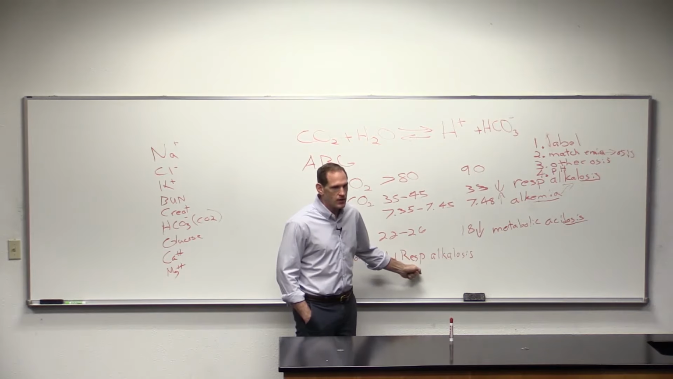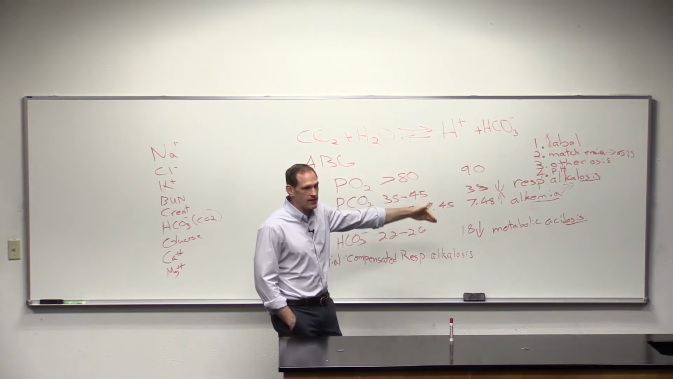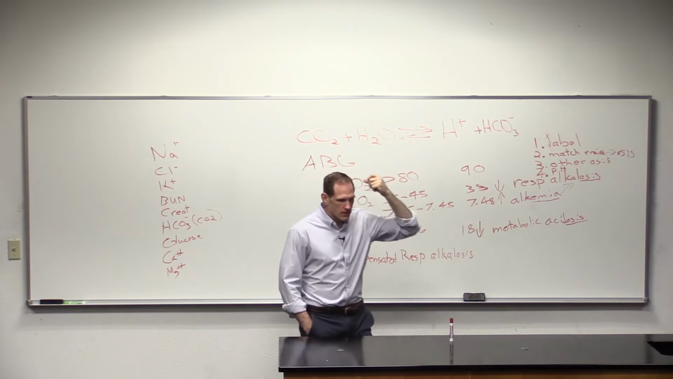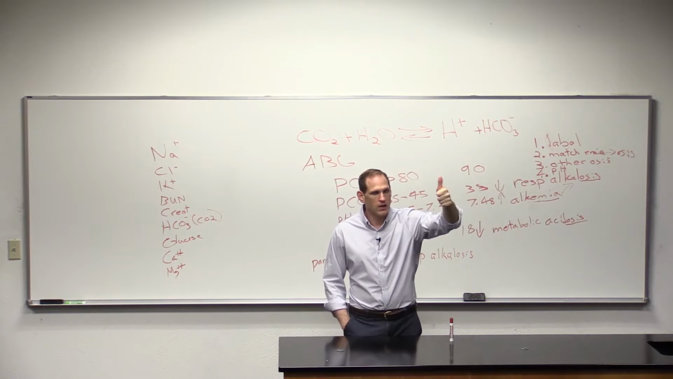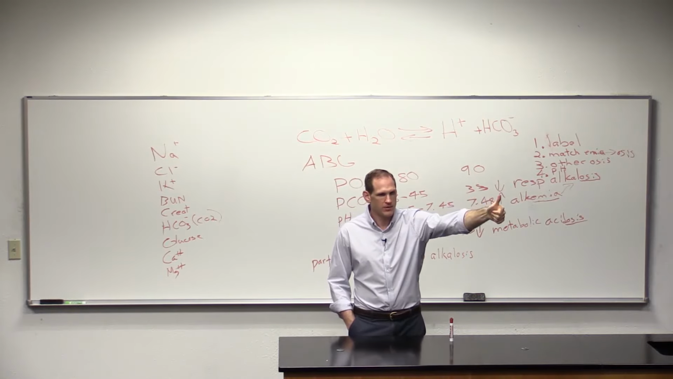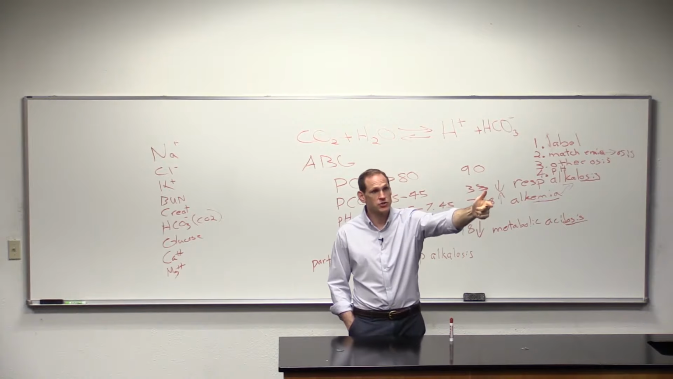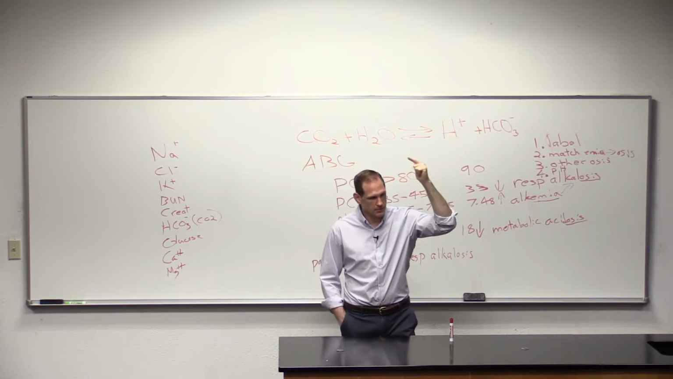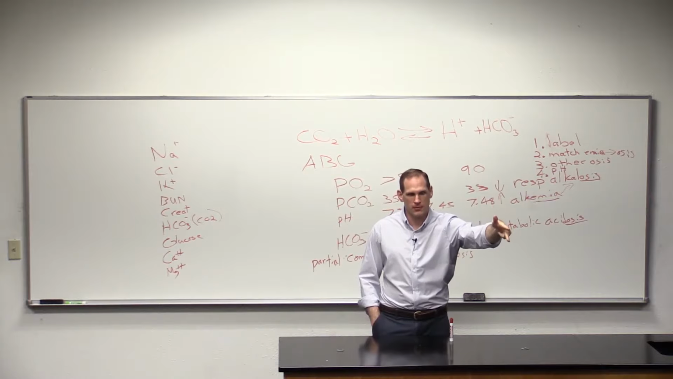Does that make sense? So what this ABG is telling us is, number 1, our lungs are the problem. Number 2, our kidneys are trying to compensate. And number 3, it's been going on for a couple days.